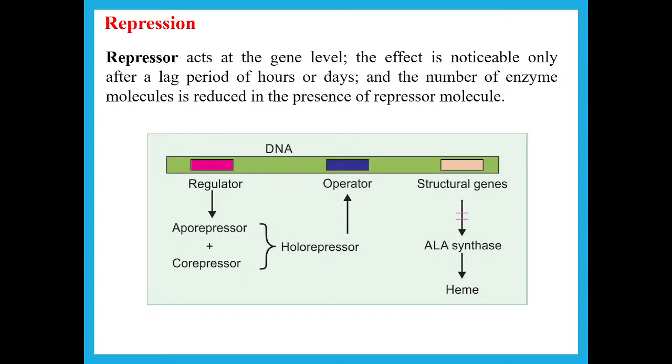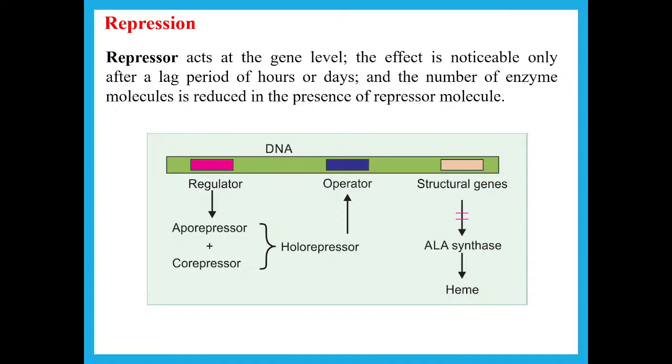This is what happens in the case of a structural gene, for example in heme. You have a regulator, an operator, and the structural genes. In the regulator you have an aporepressor and a co-repressor. Apo I told you about, co means same type. Both together are called the holorepressor. Like in the first class I told you the differences between apoenzyme, holoenzyme, isoenzymes, coenzymes, cofactors and prosthetic group. So here also this is a classical example, you should know it.